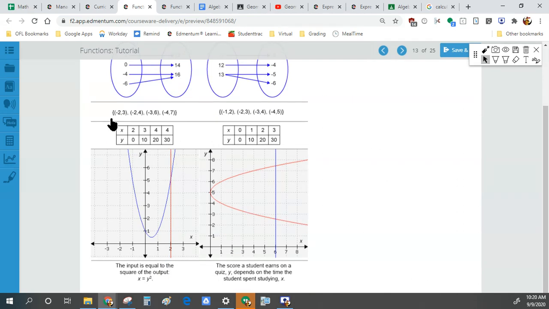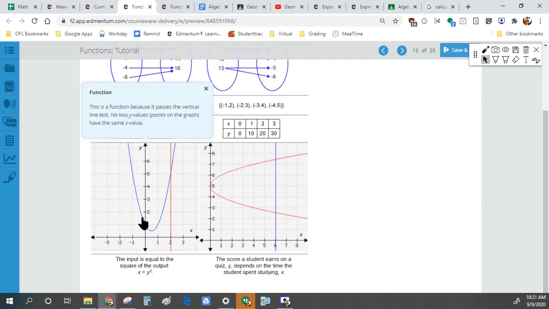If I look here, I have two -2's as x's. So this -2 in both of these is repeating, so this is not a function. And it says it right here. This one, if we look at it, would be a function because none of the x's are repeating.